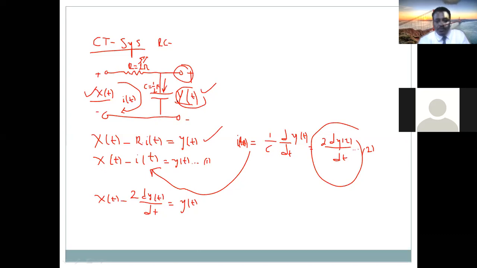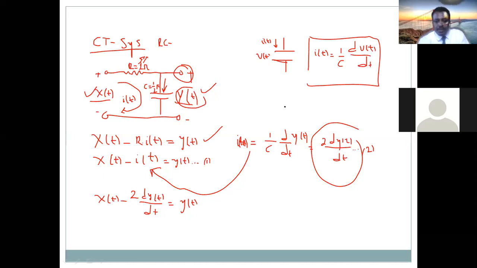So how do I of t and voltage relate in a capacitor? If you have a capacitor, and there is a voltage V of t across it, and the current flowing through the capacitor is I of t, what is the relation between current and voltage? Current is equal to 1 over C, the capacitor, times the first derivative of the voltage. This is the characteristic of a capacitor. Always, current is equal to 1 over C dV by dt.